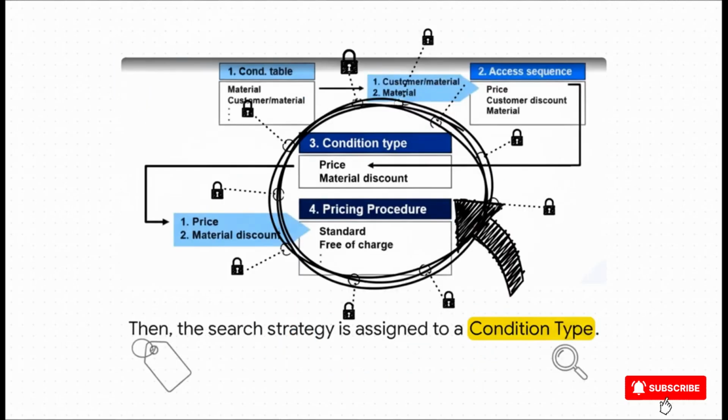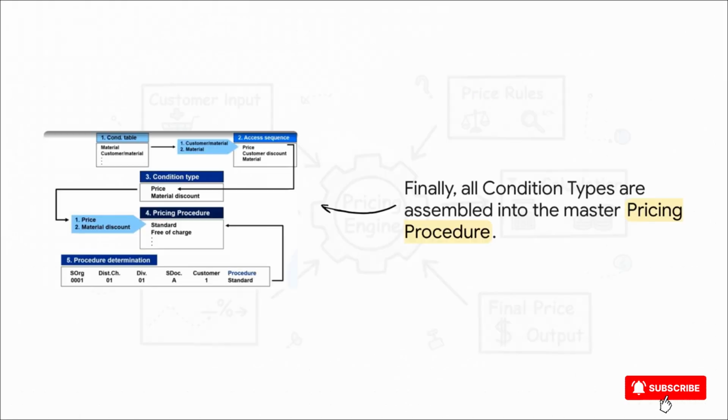And now that you've built that search plan, you have to tell it what it's searching for. That's where the condition type comes in. You're basically saying, hey, to find a base price, use this specific search strategy that we just built. You're linking the how with the what. And then, only at the very, very end do you pull it all together into that master recipe. You take all the condition types you've defined, your prices, your discounts, your surcharges, and you arrange them in the correct calculation order inside the pricing procedure. You have to build it backwards to make it run forwards.